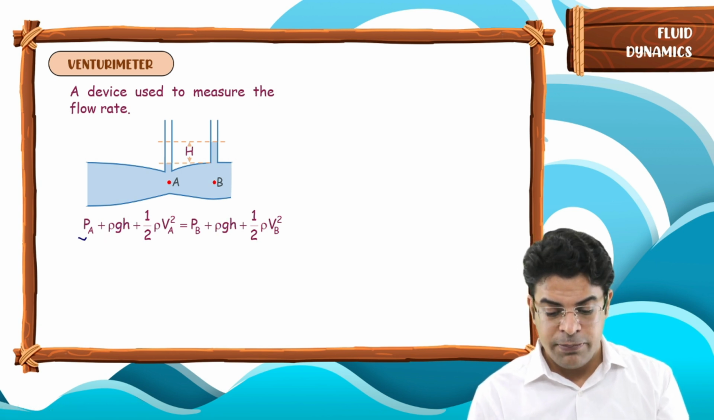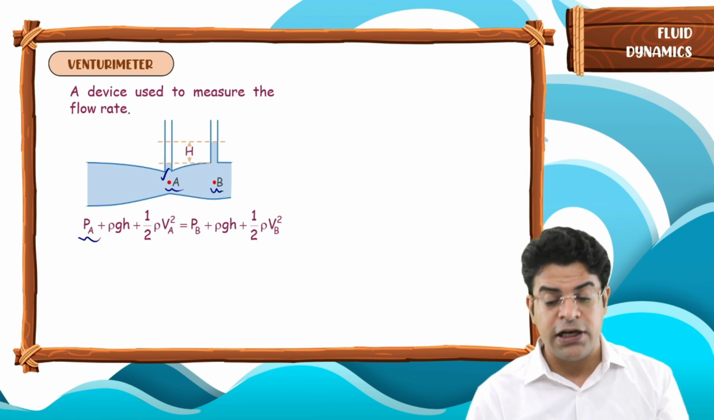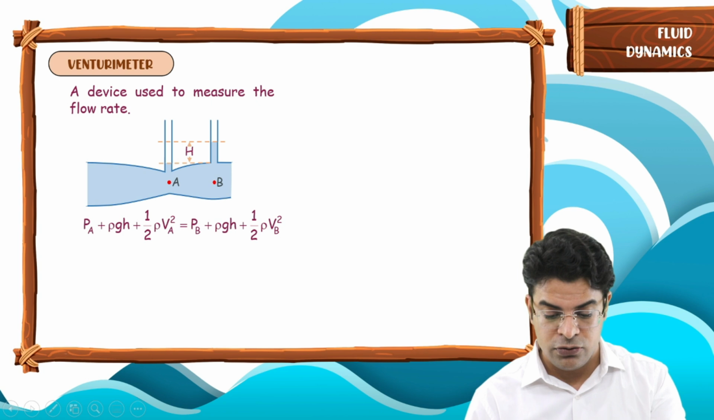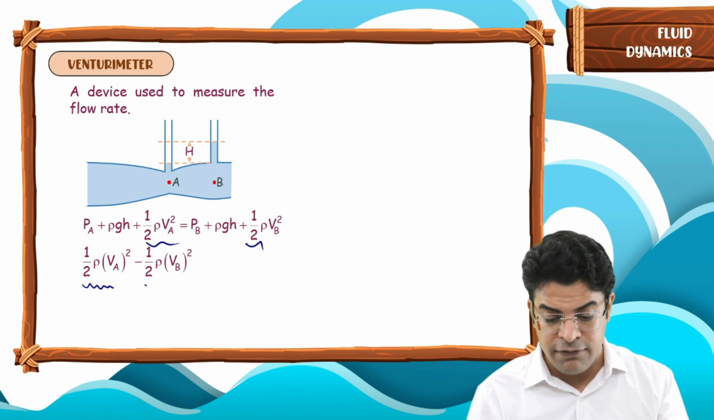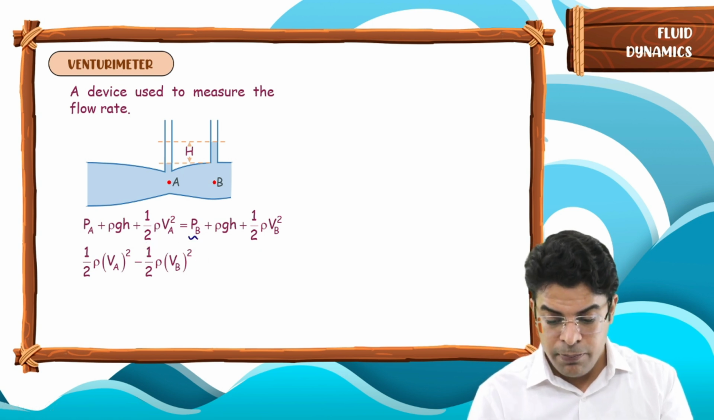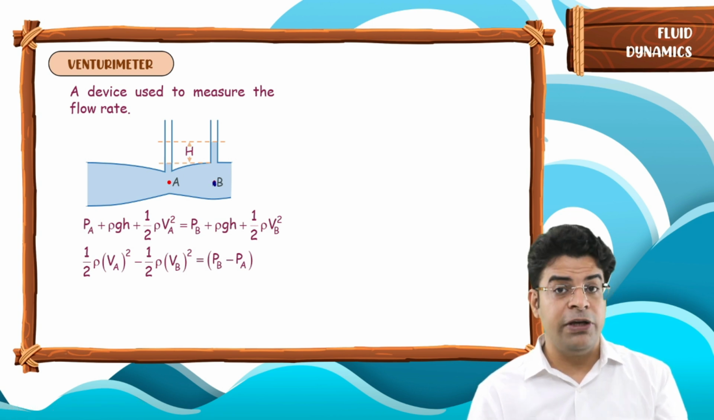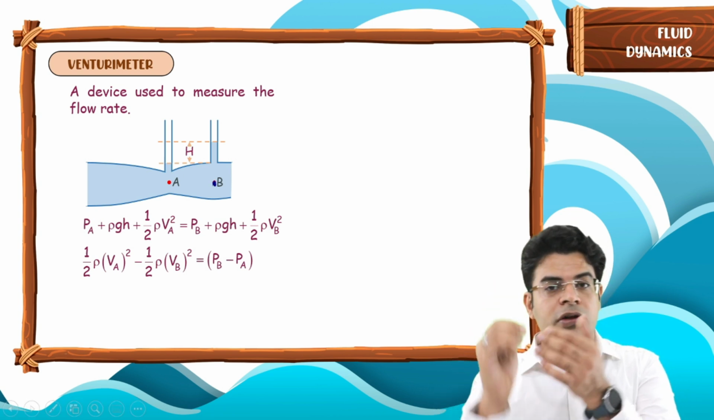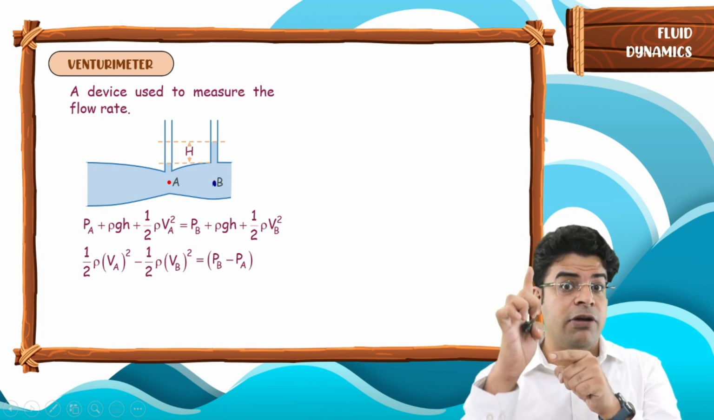Now we will say the pressure at A plus half rho VA square equals the pressure at B plus half rho VB square. So you can write half rho VA square minus half rho VB square, bringing it to the left hand side, equals PB minus PA. Now you can see at the point B, since the cross-sectional area is more, the velocity will be less. Since the velocity will be less, the pressure will be higher.